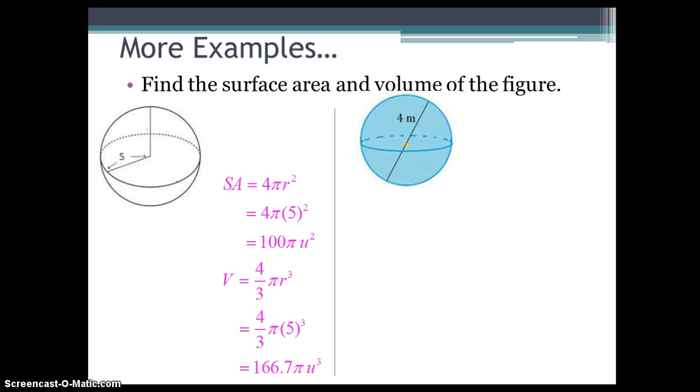In the second example, they give me a diameter instead of a radius. And that's okay, because we know that the radius is half the diameter. So our radius here is going to be 2. So we have 4 pi of 2 squared, which gives me 16 pi meters squared. And then volume is 4/3 pi r cubed, and 2 cubed is 8, so 4/3 of 8 gives me 10.7 pi meters cubed. So again, notice how the volume is much greater than the surface area.